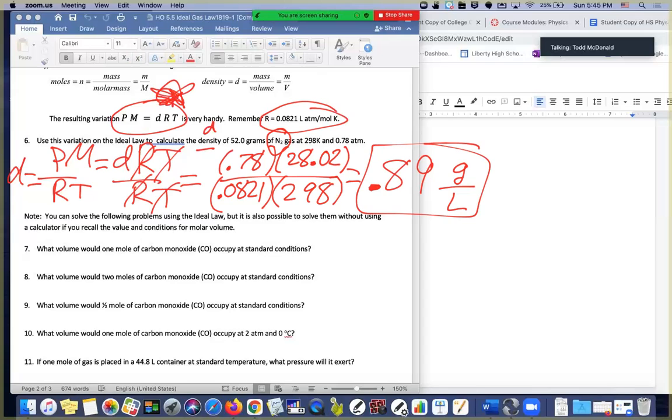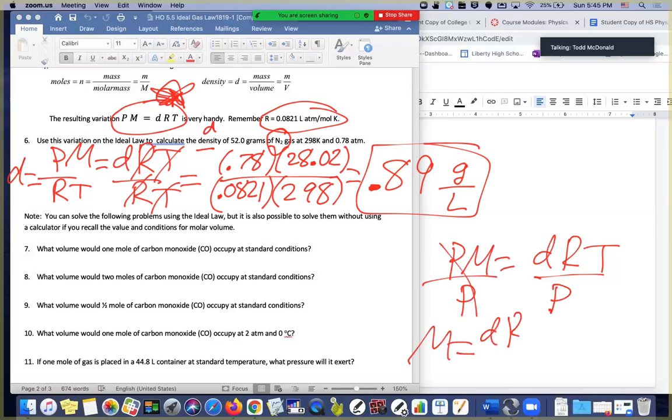How else could you use that equation? Well, if I actually knew the density of a gas, but I didn't know what the gas was, I could rearrange this, divide both sides by pressure, and I would get molar mass by itself. I could do dRT divided by P, solve for molar mass, and then maybe you have a list of choices of gases. We've got a couple problems I think you're going to do that for.